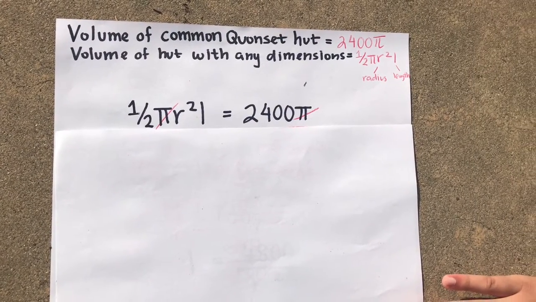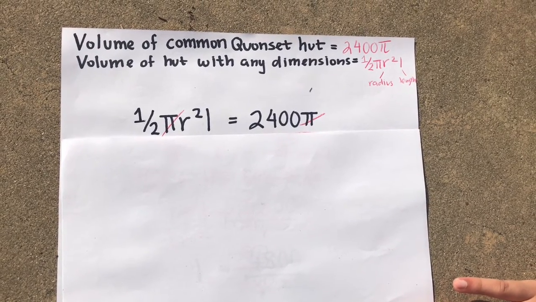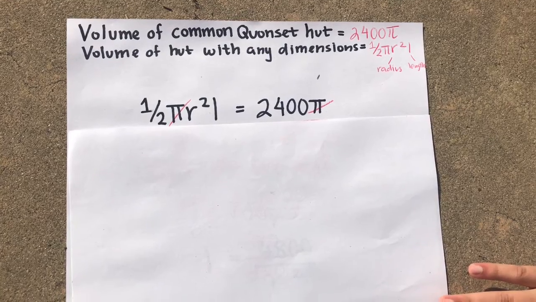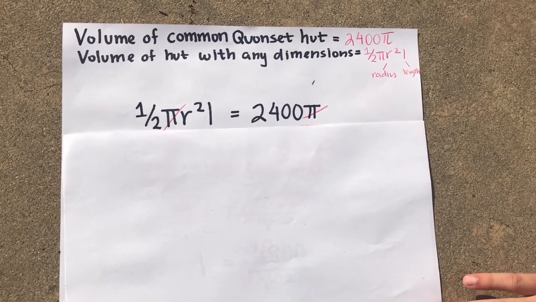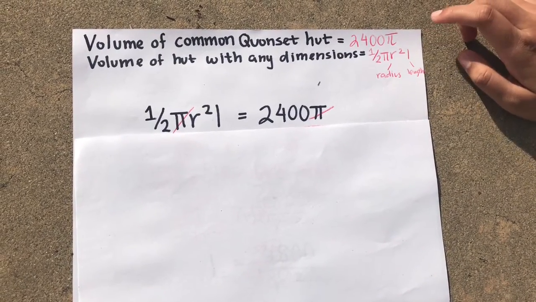Since the problem asks us to make a plan to construct huts with the same volume as a common hut, there's some information that we need to know before moving forward. Firstly, we need the volume of a common Quonset hut. As stated in the previous part of the solution, the volume is 2,400 pi.